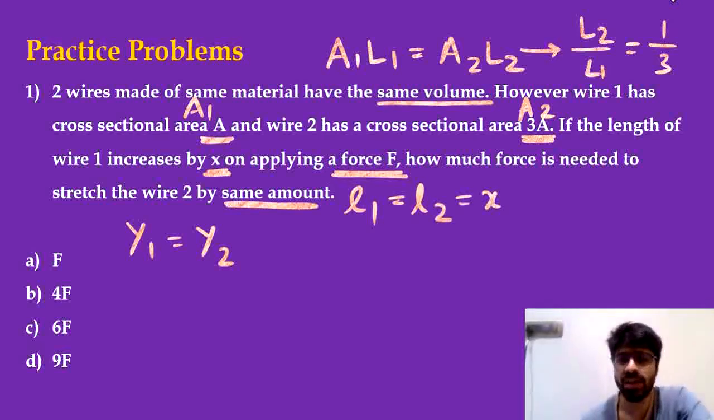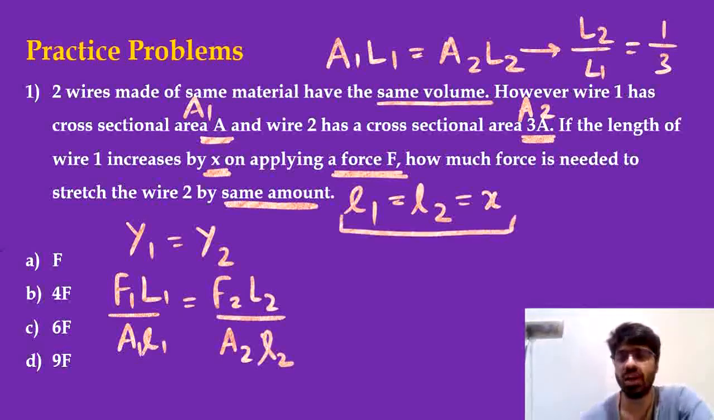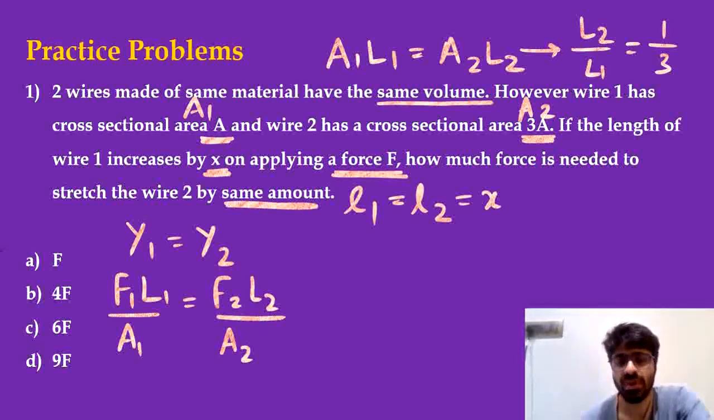Let's put all that data in Y1 equal to Y2. The formula for Young's modulus was FL upon AL. So for wire 1 we can say F1 L1 upon A1 small l1. For wire 2 we will write it as F2 L2 upon A2 small l2. Now we know that small l1 and small l2 are equal and both are equal to x. So if I put small l1 and small l2 as x in the formula, they get cancelled on the left and right, so that term simply vanishes.